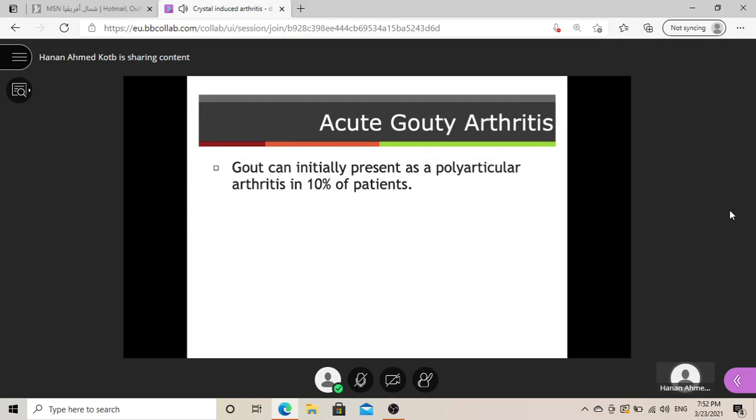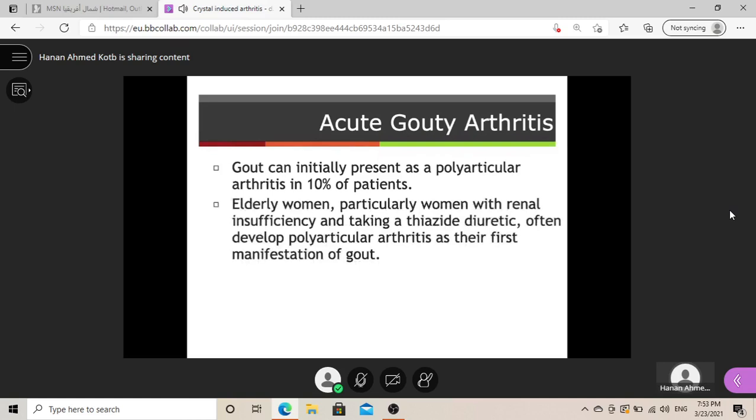احنا اتفقنا ان 90% of the cases الاكيوت جاوتي اتاك او الاكيوت انترميتنت جاوت بيبقى مونو ارتكولر او اوليجو ارتكولر. بس ان 10% of the cases gout can initially present as a polyarticular arthritis, and usually it is seen in elderly women, particularly women with renal insufficiency, and if they are taking a thiazide diuretic. قلت ان هو بيinterfere with renal excretion، يعني بيحصل reabsorption في ال distal loops بتاعت ال kidneys، فبيحصل reabsorption of the uric acid.